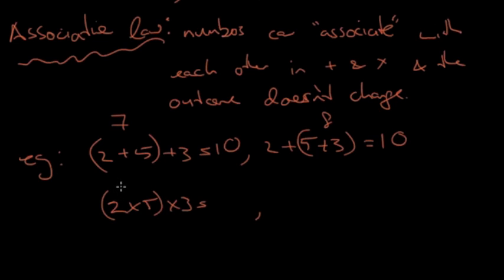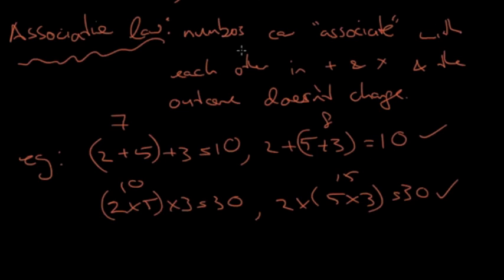2 times 5 is 10. Times 3 is 30. And then if we've got 2 times 5 times 3, well, 5 times 3 is 15. 2 times 15 is 30. So they work. So that's the associative law. Numbers can associate with each other when we're talking about addition and multiplication, and the outcome doesn't change.